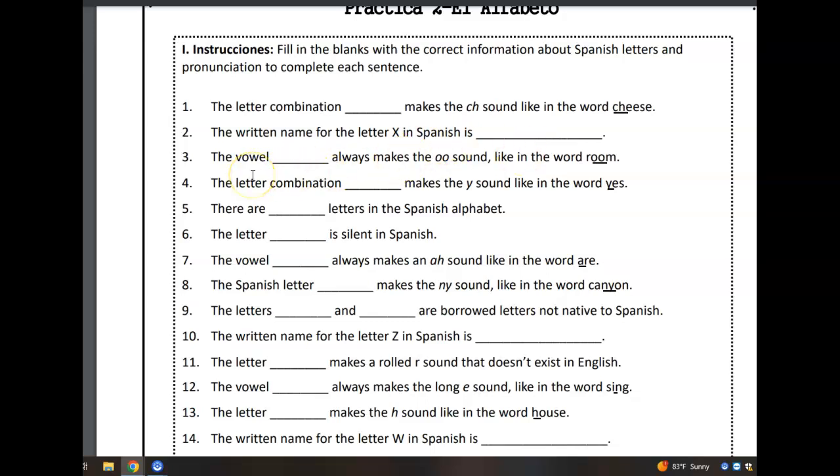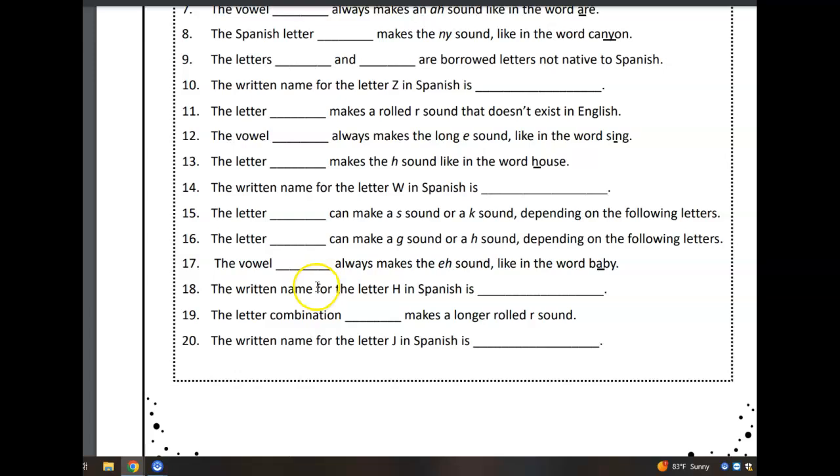Number 3, the vowel blank always makes the oo sound, like the English word room. The letter U, pronounced oo. U always makes the oo sound in Spanish. So go through those, 1 through 20.